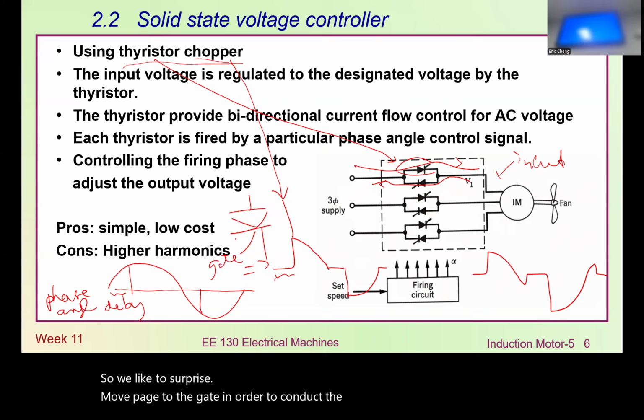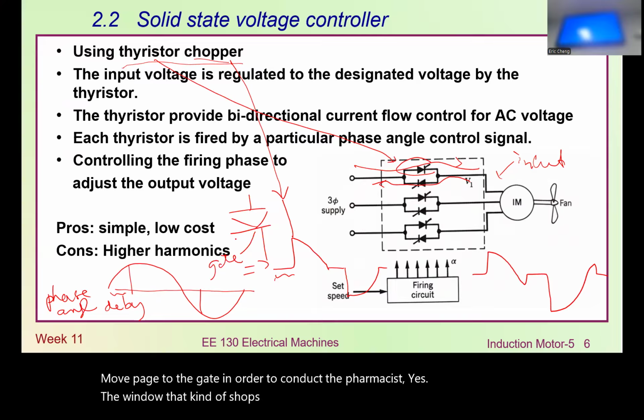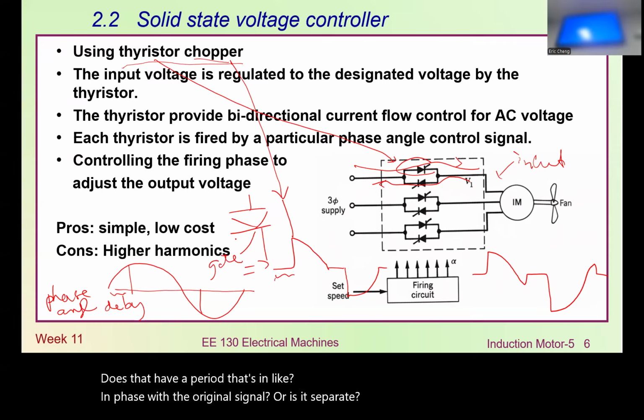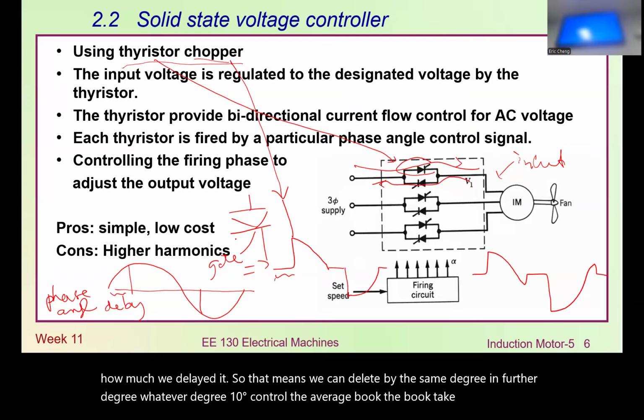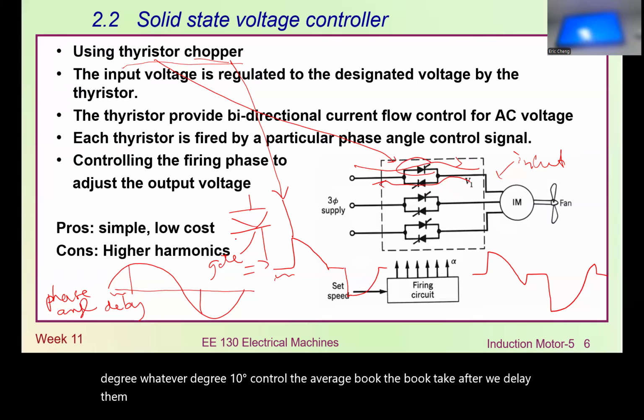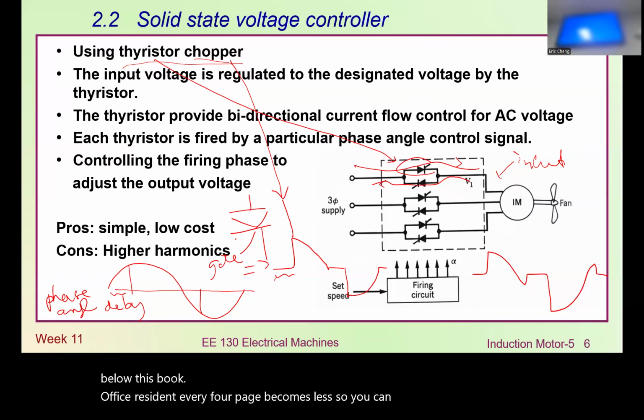Yes? That's the question: is the window that chops a portion of the input voltage in phase with the original signal, or is it separate? When you see the firing circuit here, we need to measure how much we delay. We can delay by 10 degrees, 30 degrees, whatever degree, and that degree controls the average voltage. The voltage after we delay becomes this voltage. So obviously the average voltage becomes less, so we can control the voltage.